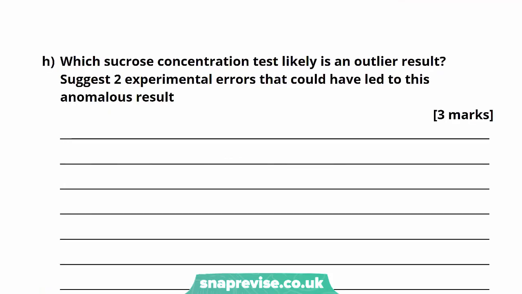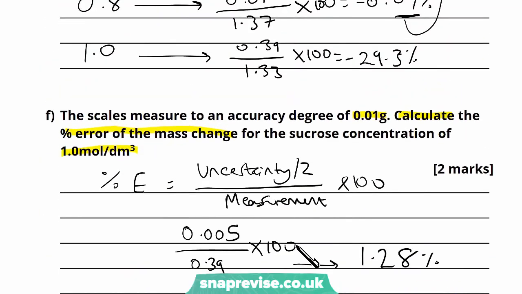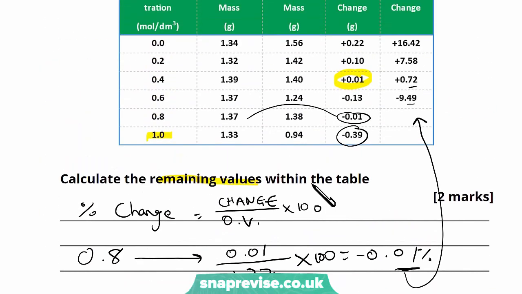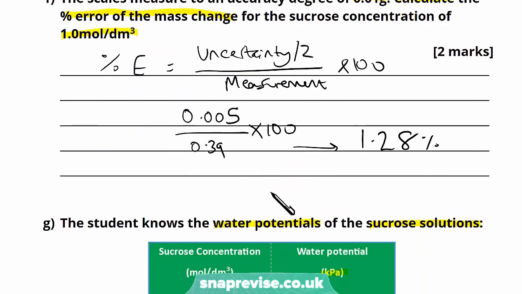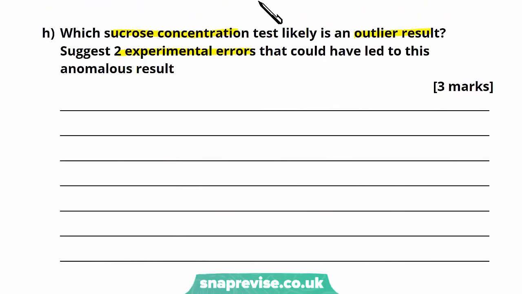The next question says, which sucrose concentration test is likely to be an outlier result? Suggest two experimental errors that could have led to this anomalous result. So let's look back at the original table, and we need to look at something that fits outside of the trend. So we're going down in our mass change here. There's a gain here, a smaller gain, a very, very tiny gain if no change at all, a loss, and then a really small loss, and then a bigger loss. So the outlier is likely to be this one here, which is the 0.8 mole per decimeter cubed sucrose solution. So that answers the first part of the question.